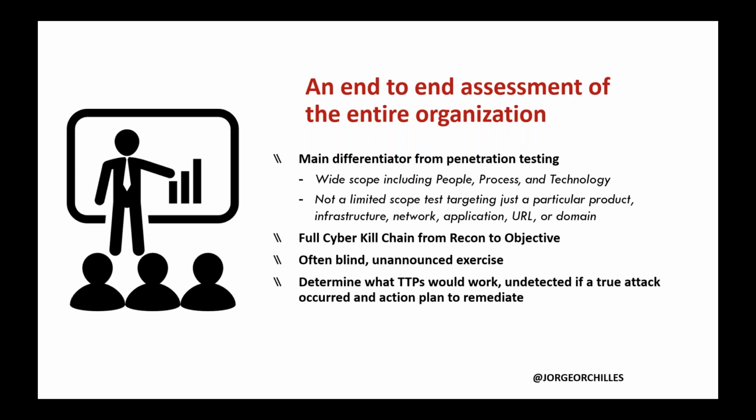Most of these red team engagements are blind. When you're not doing a blind engagement, then we like to call that a purple team engagement, where you're working together with the blue team. And lastly, you want to determine what tactics, techniques, and procedures would work undetected if a true attack occurred, and how you can remediate this, maybe create some sort of detection or better processes to identify the adversary and contain them.